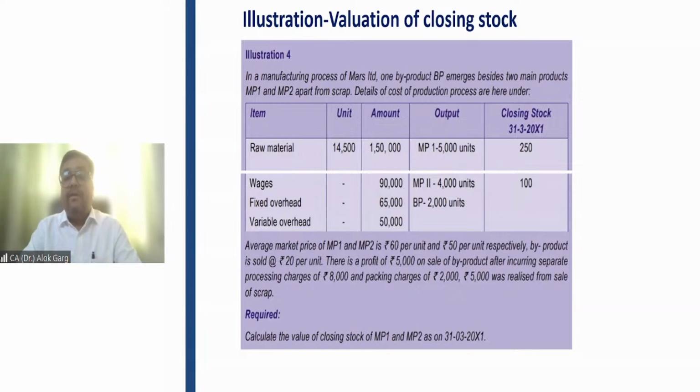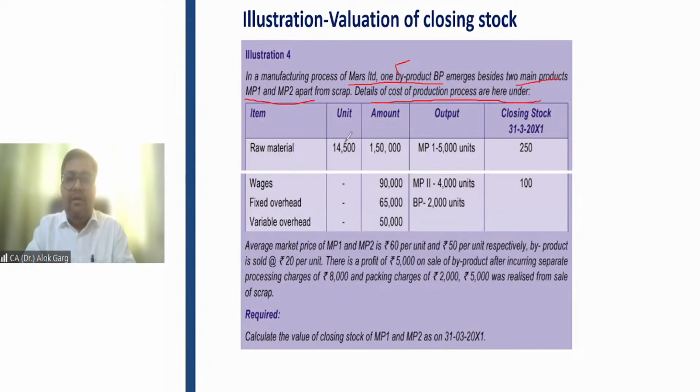Okay. Let's discuss this case study on joint product and byproduct. A very good case study, a very good illustration from ICAI study material. In a manufacturing process of Mars Limited, one byproduct BP emerges besides two main products, MP1 and MP2, apart from scrap. So this question is about two main products, meaning joint products, and one byproduct. Details of cost of production process are here under, right?